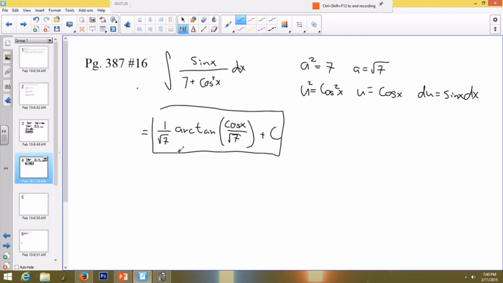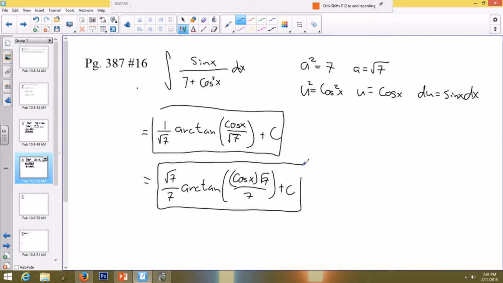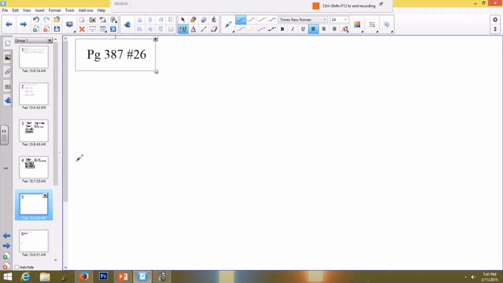And we probably should modify that one. Let's multiply by square root of 7 over 7. Square root of 7 over 7 arctangent of cosine of x times the square root of 7 all over 7, plus c. I like that better. Okay, we'll move on. Not too bad.